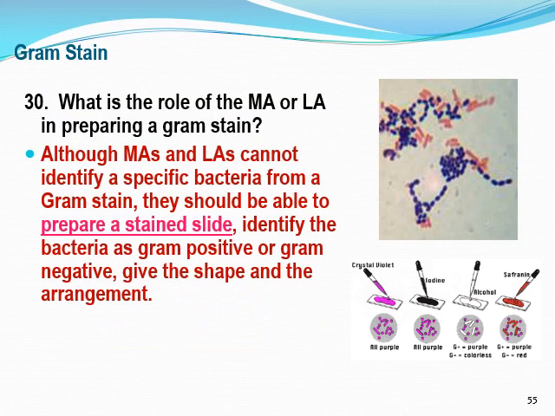So what is the role of a medical assistant or a lab assistant in preparing a Gram stain? Although MAs and LAs cannot identify specific bacteria from a Gram stain, they should be able to prepare a stain slide, identify the bacteria as gram-positive or gram-negative, and give the shape and arrangement. So these are things you won't be doing, making that final identification, but you should be able to prepare those slides, stain them, set that microscope up, get to the important place it needs to be, focus it in, look at it, and you should be able to determine if it's gram-negative, gram-positive, and what shape you're looking at.